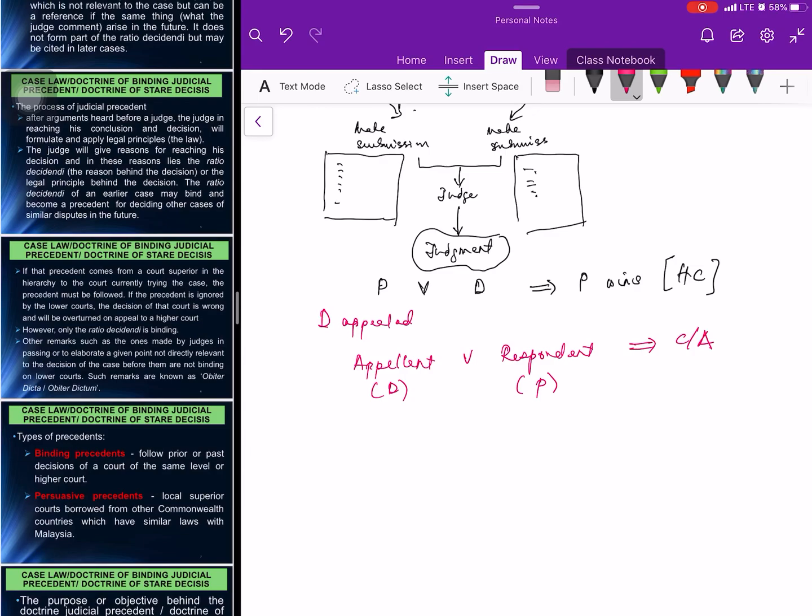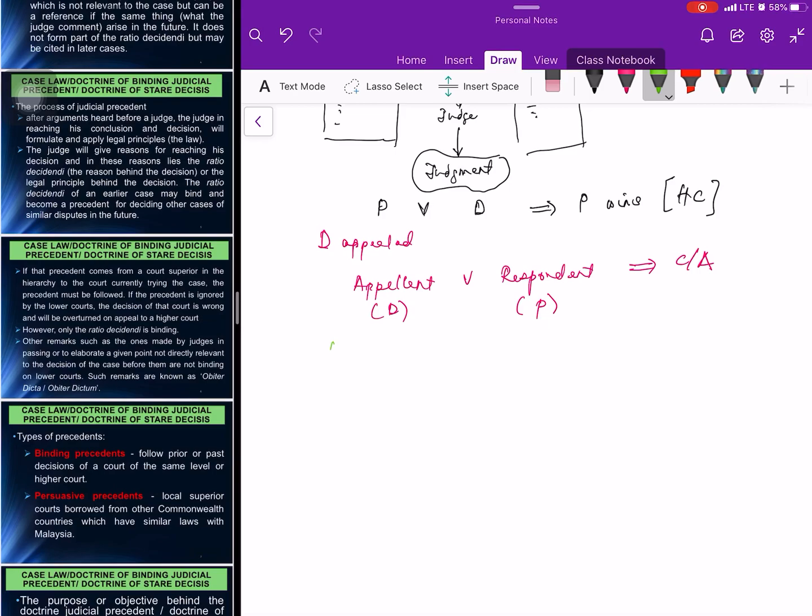Assuming again at this stage the defendant loses his case and is still not satisfied, he can further appeal. So this is still the defendant, and this is the respondent. Whoever responds to the appeal will be called the respondent. So this is at the federal court. The federal court is the highest court, and whatever decision is made by all the lower courts, that's it for the process.